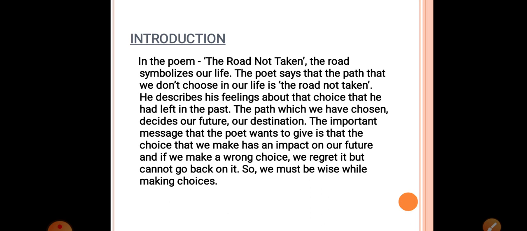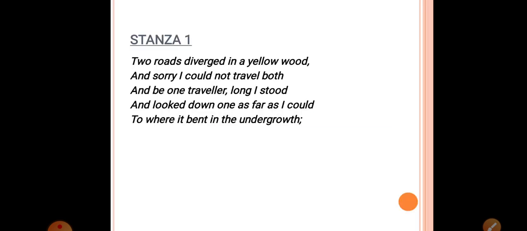The important message that the poet wants to give is that the choice that we make has an impact on our future, and if we make a wrong choice, we regret it but cannot go back on it. So, we must be wise while making our choices. Moving on to the explanation of the poem, the first stanza.